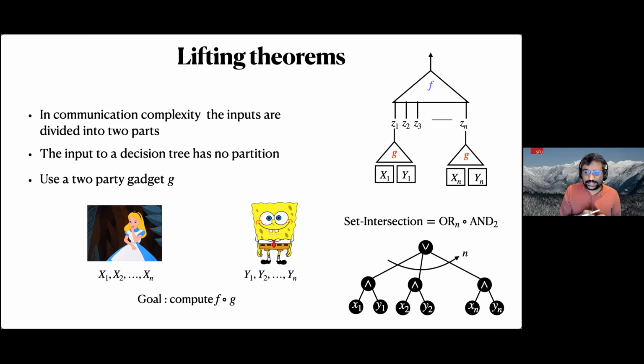Whereas if the set represented by x1 to xn and the set represented by y1 to yn do not intersect, then all of these AND gates would evaluate to 0, because at least one of xi or yi would be 0, and the output would be 0. So yeah, this was a simple example.